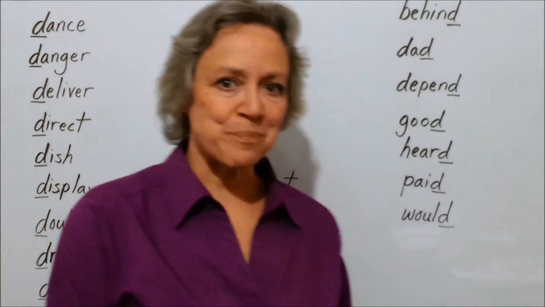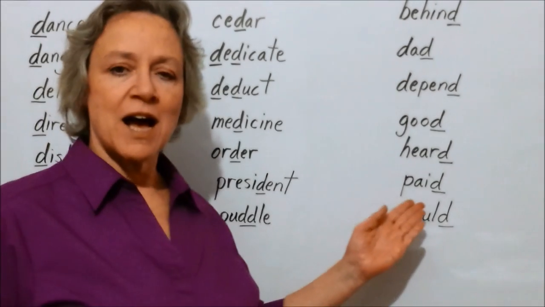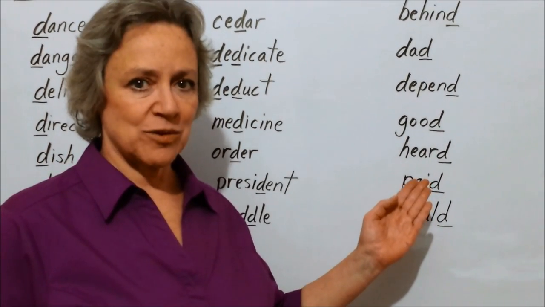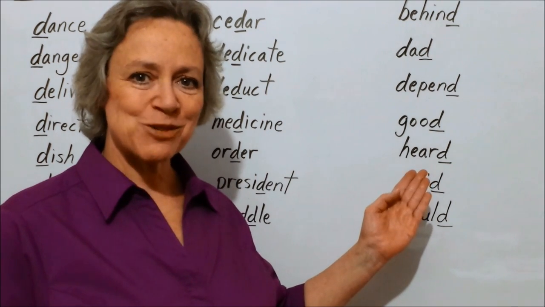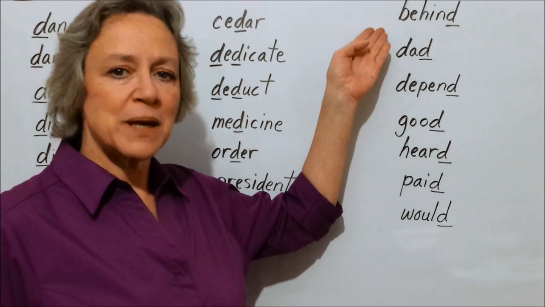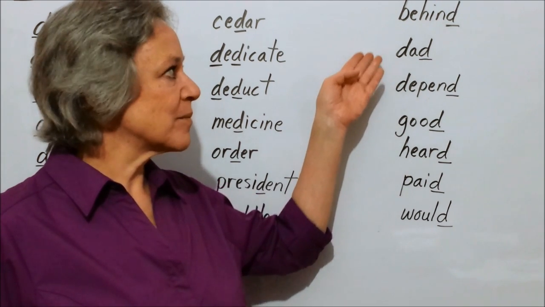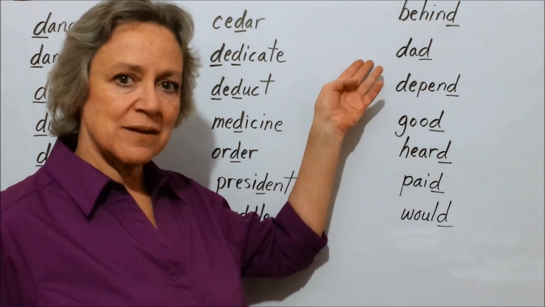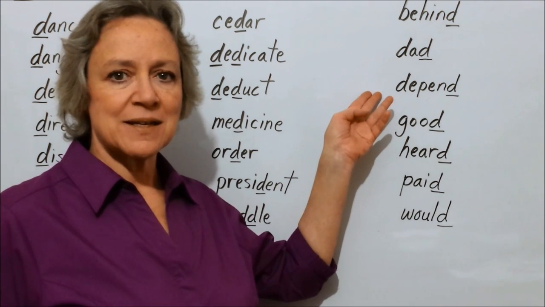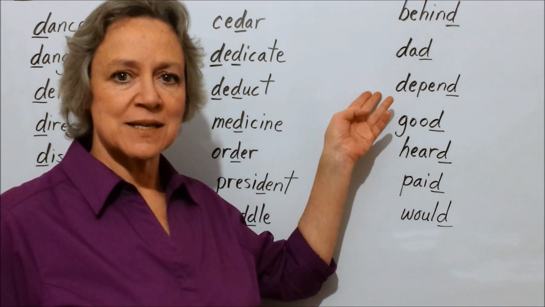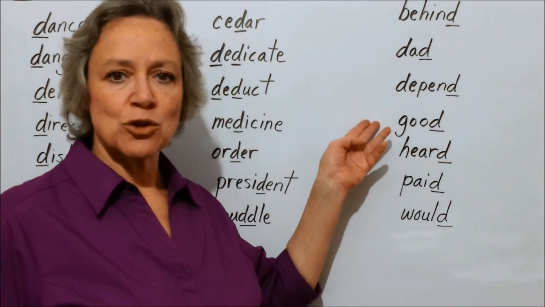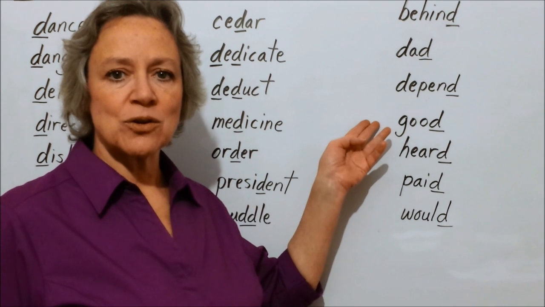Let's look at the last column. In this column, I have words which end in the D sound. Okay? Please practice with me. Behind, behind. Dad, dad. Depend, depend. Good, good.